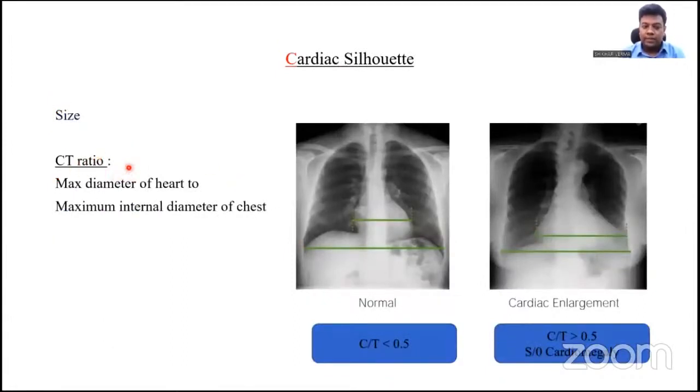Now comes the size. The size can be calculated by the CT ratio. CT ratio is nothing but the maximum diameter of the cardiac part to the maximum internal diameter of the chest. The ratio is calculated. If the ratio is less than 0.5, it is said to be normal. If the ratio is more than 0.5, it is known as cardiomegaly. And in this you can see that there is increase in the diameter of the cardiac part. So there is an increase in the cardiac width, so there will be cardiomegaly.